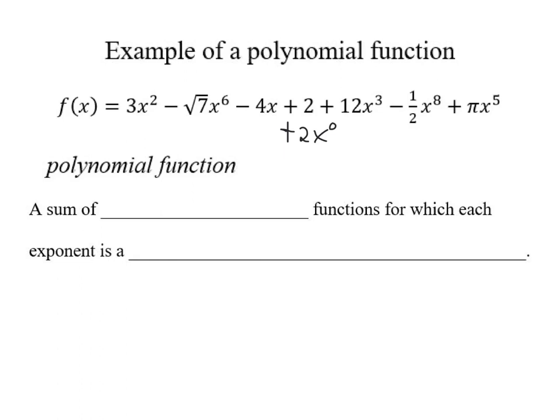I will also point out that there's really no restrictions on what the numbers in front of the variables, which we call coefficients, could be, right? We have fractions, we have irrational numbers with pi and root 7. That is not a problem, okay? So let's write this in here. What is a polynomial? It is a sum of power functions for which each exponent is a whole number.